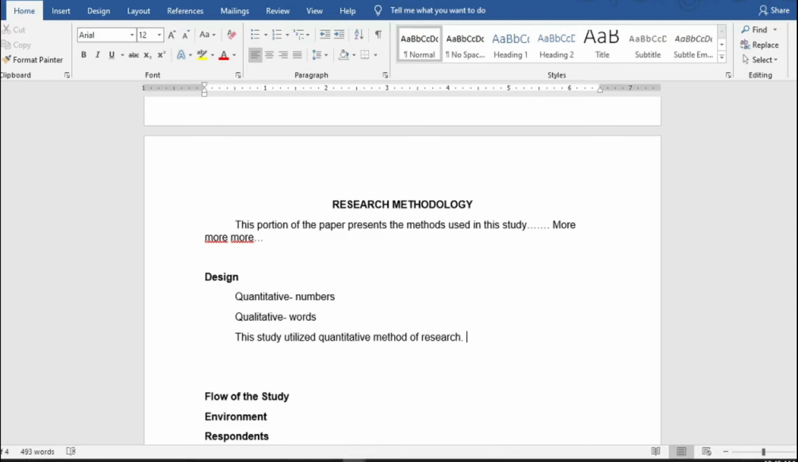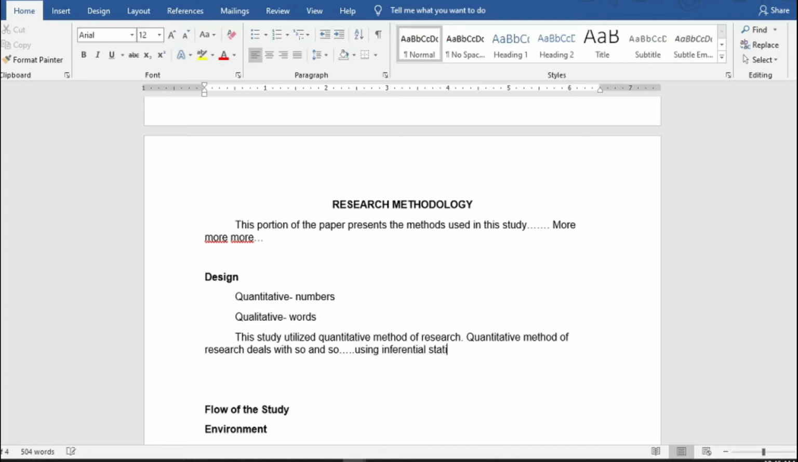Now, you also discuss what a quantitative method is. Quantitative method of research deals with so and so. So you discuss there how quantitative research is used. Then, for your design or any other means, state which specific quantitative method, for example, using inferential statistics. You discuss there how you use your words to display or explain your research design.